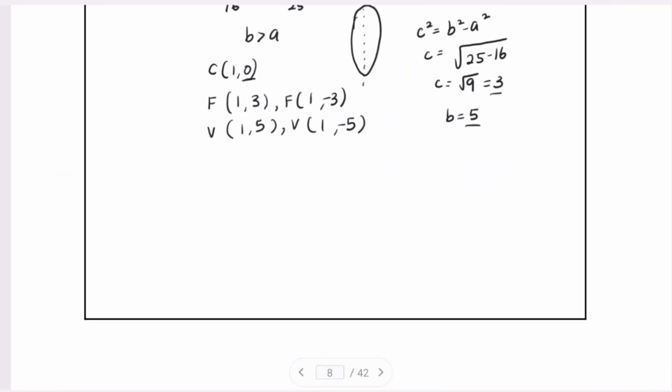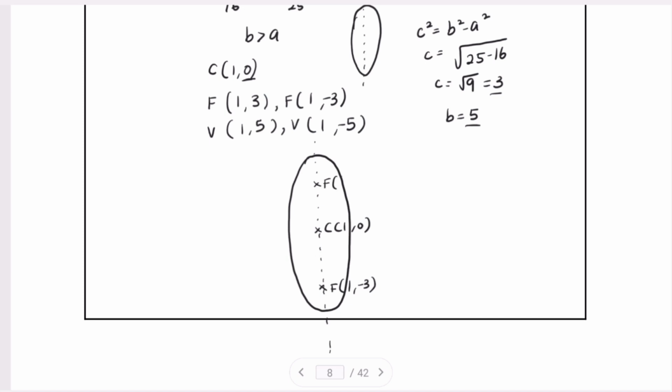Okay, so we're going to sketch the graph. We already know the shape will be something like this. Make sure the coordinates are aligned, roughly like that. So our center is (1, 0). And then our focus down here is (1, negative 3). Focus over here is (1, 3). And the vertex over here is (1, negative 5), and at the top, (1, 5).